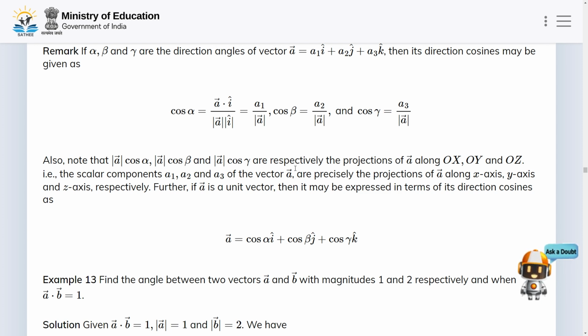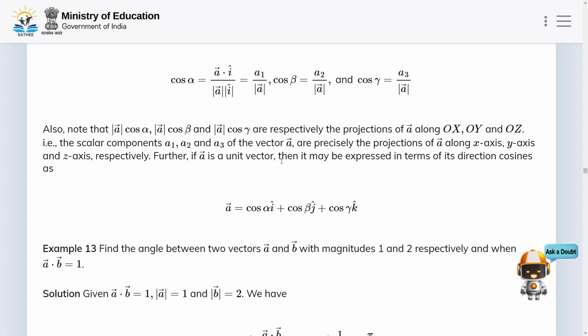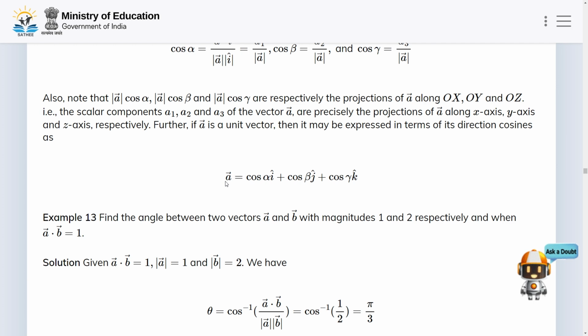Okay, and they are respectively the projections of A along OX, OY and OZ. That is, the scalar components A1, A2, A3 of the vector A are precisely the projections of vector A along the x-axis, y-axis and z-axis respectively. Further, if A is a unit vector, then it may be expressed in terms of its direction cosines as vector A equals cos alpha i hat plus cos beta j hat plus cos gamma k hat. Okay, clear?